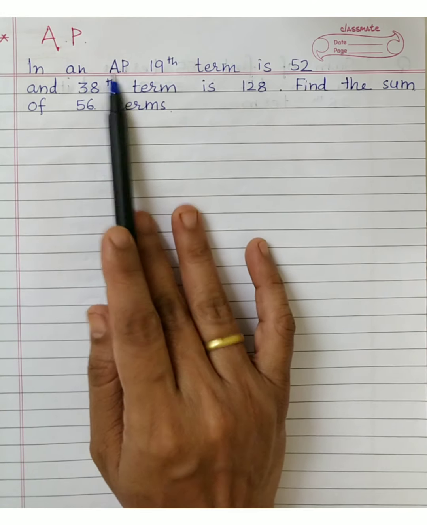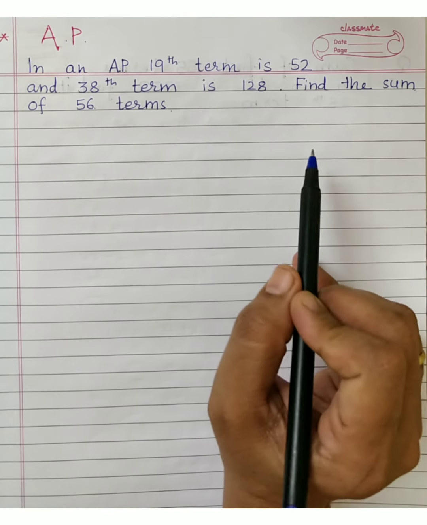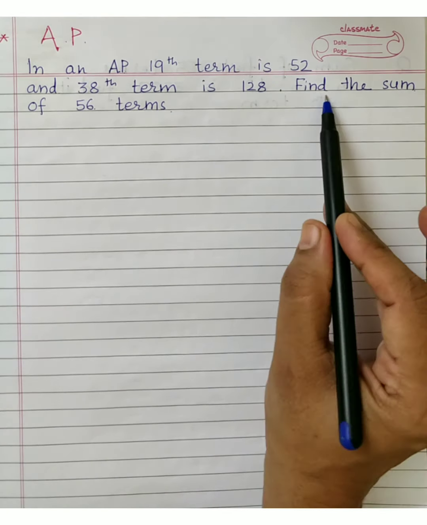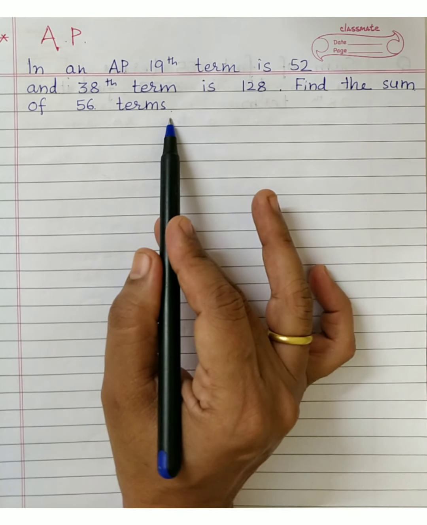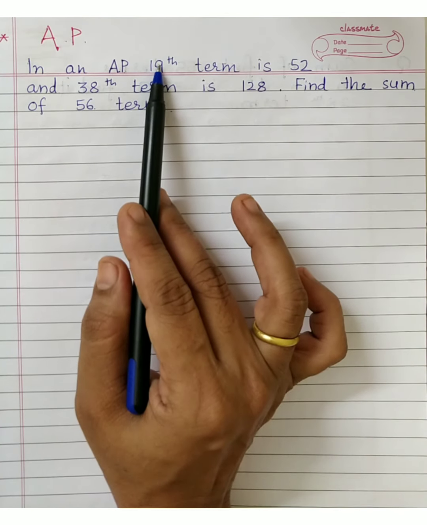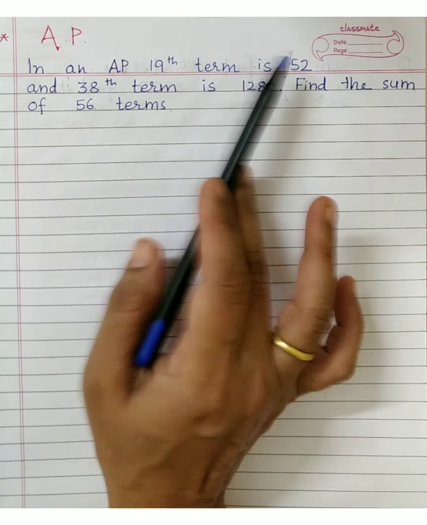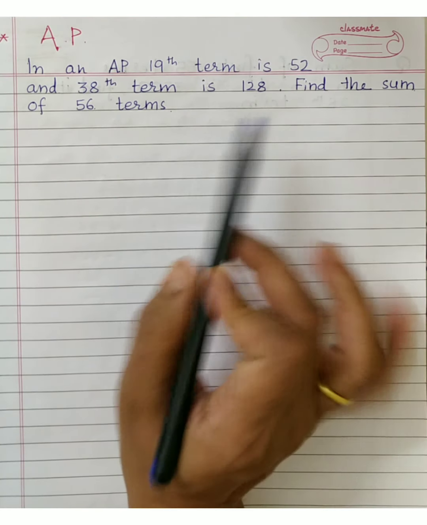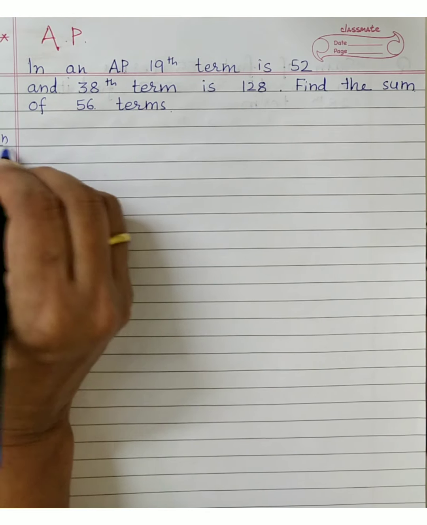In an AP, arithmetic progression, the 19th term is 52, the 38th term is 128. Find the sum of 56 terms. So you need to understand the question. What you are given are the 19th and 38th terms. A, D, nothing is given. And you have to find the sum of 56 terms. So as you read, understand first, record the things.